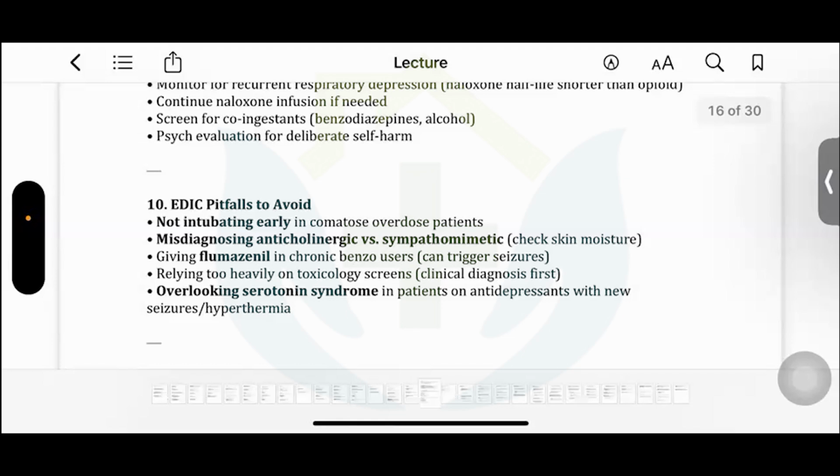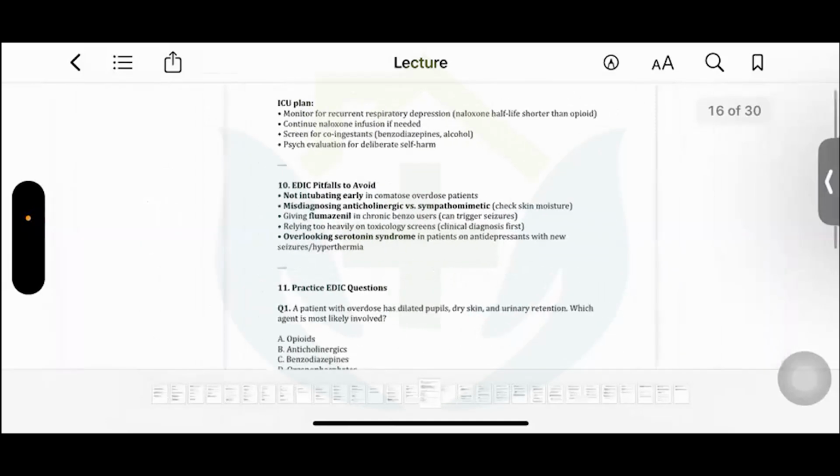Relying too heavily on toxicology screens: develop a clinical diagnosis first, relying on toxidrome knowledge. Overlooking serotonin syndrome in patients who are on antidepressants with new seizures and hyperthermia. Whenever I talk to candidates, their mind is fixed on neuroleptic malignant syndrome, when serotonin syndrome is also a condition that presents with the same picture. So you need to know that.